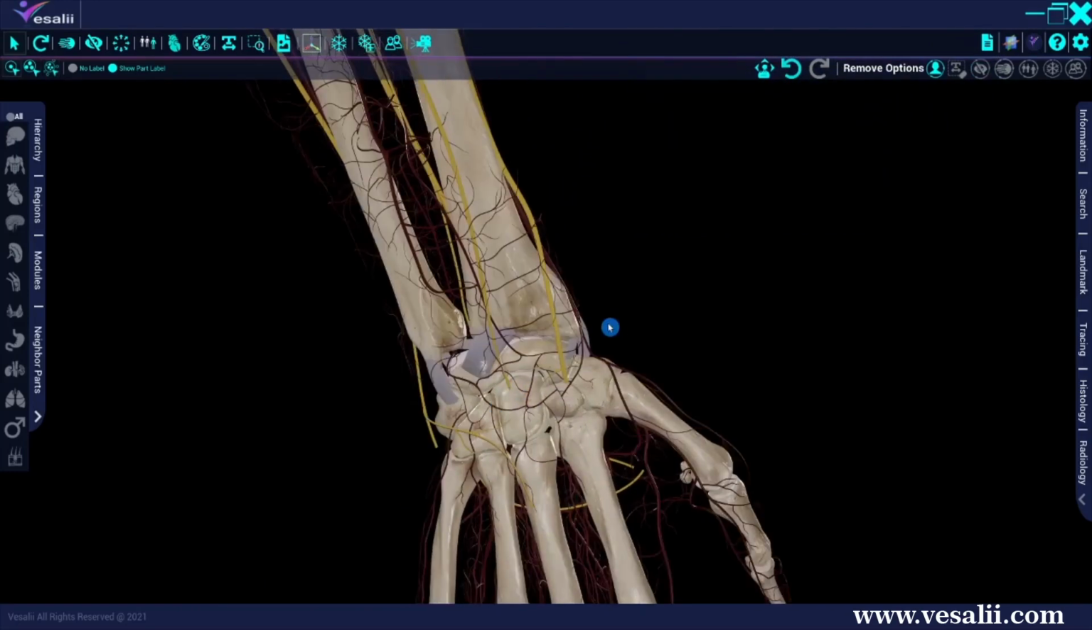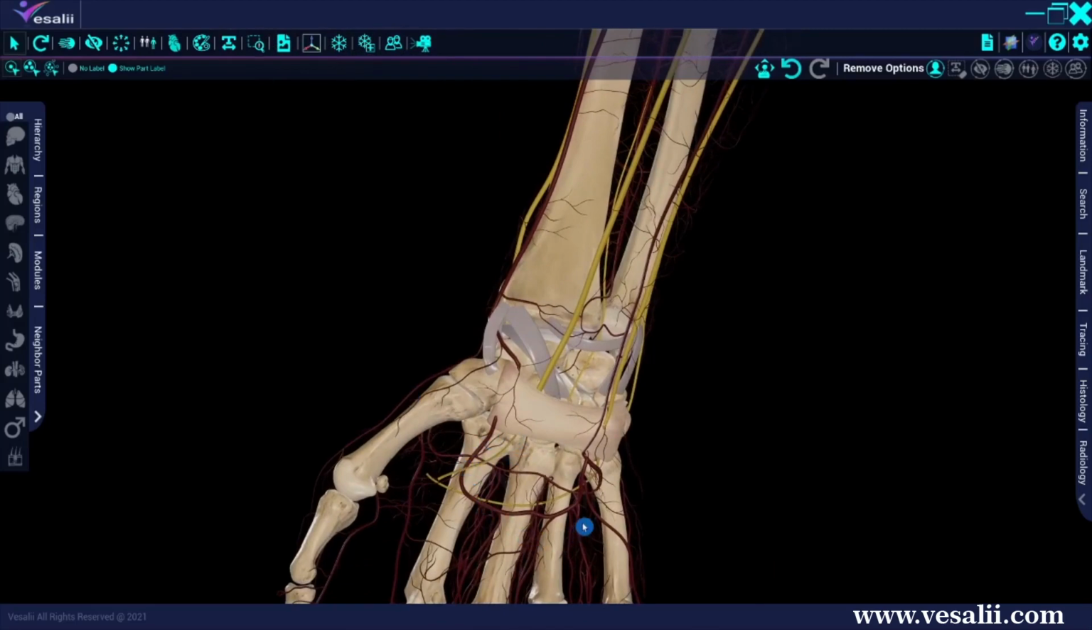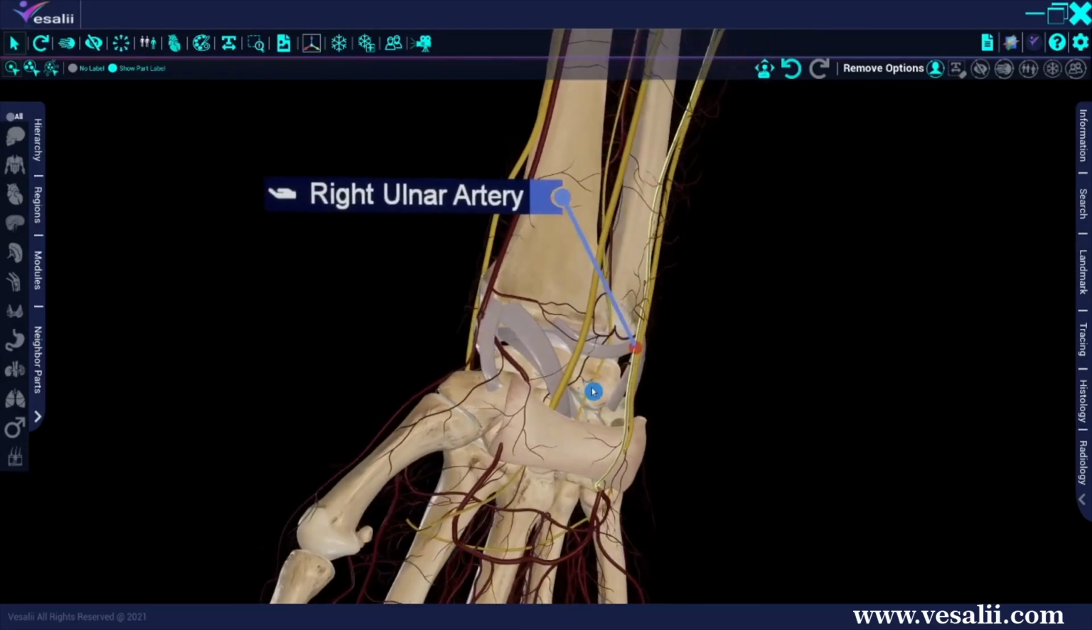The blood supply to the wrist is delivered via branches of the dorsal and palmocarpal arches that form through the radial and ulnar arteries. You can check our video on the blood vessels of the hand for more information.